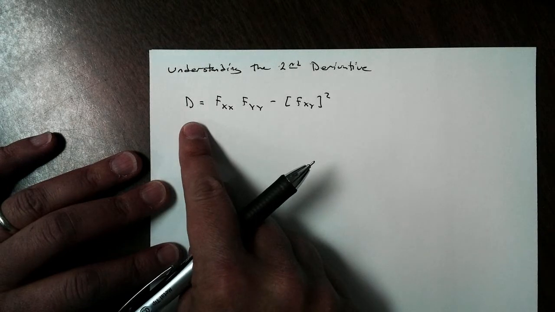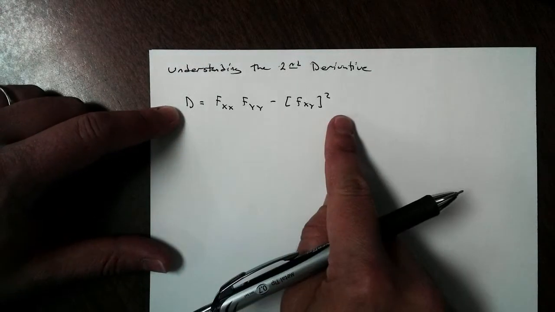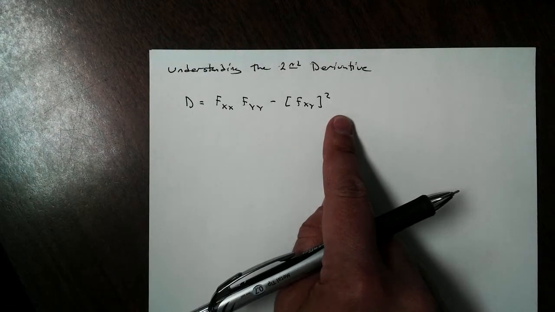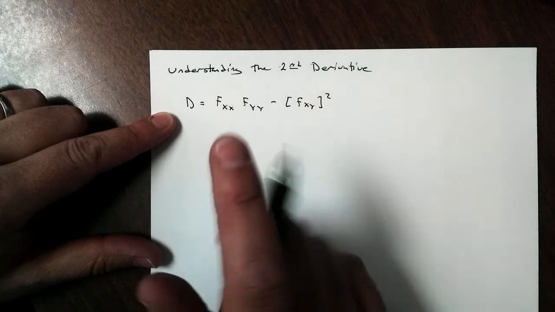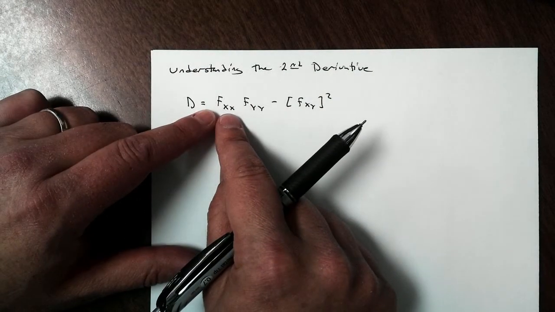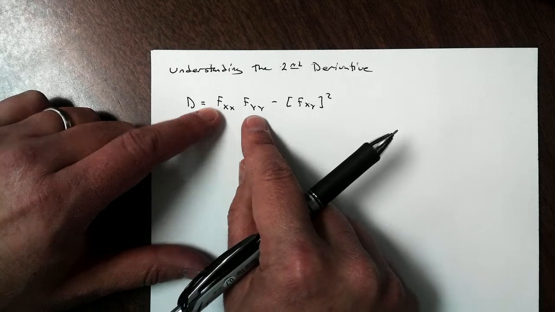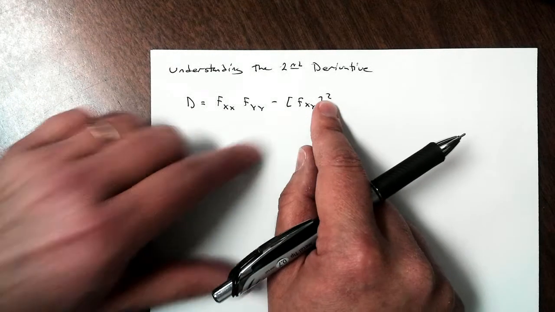So our first thing we'll look at is the derivative itself. Remember, this is a little bit above our pay grade to understand. We're not quite ready for that just yet. But we can talk about this. The second derivative rule says we're going to take the second partial with respect to x, multiplied by the second partial with respect to y, minus the partial of xy squared.